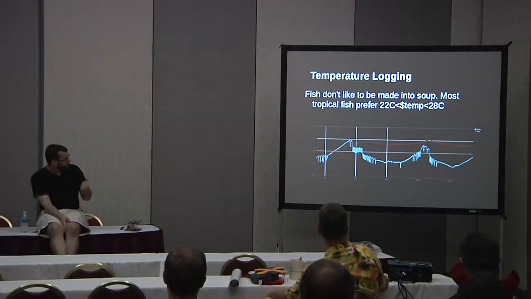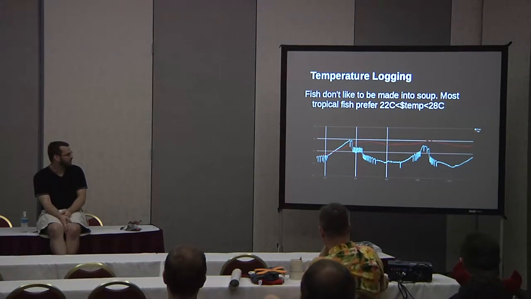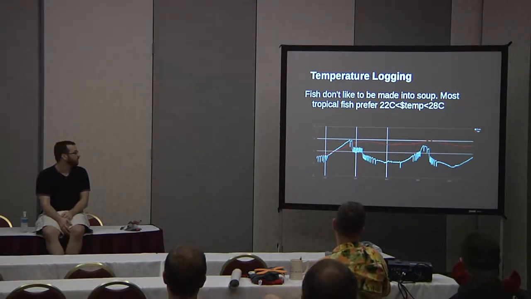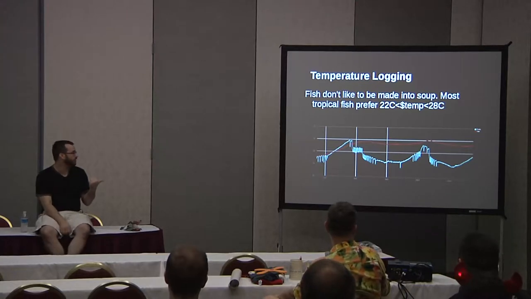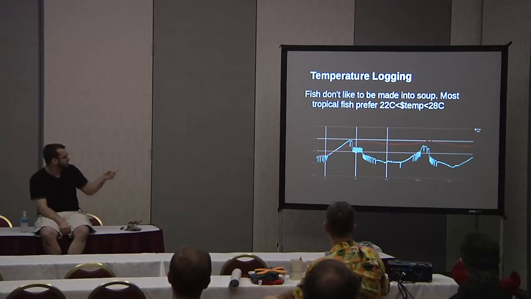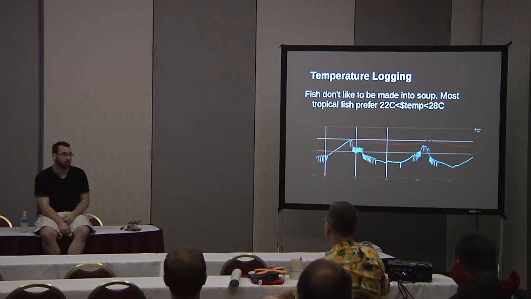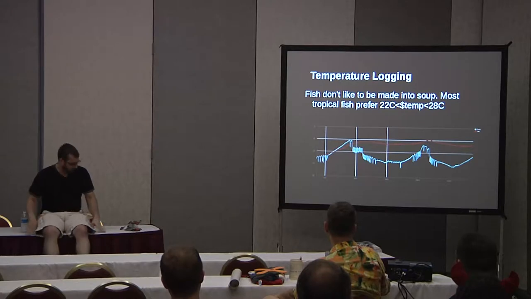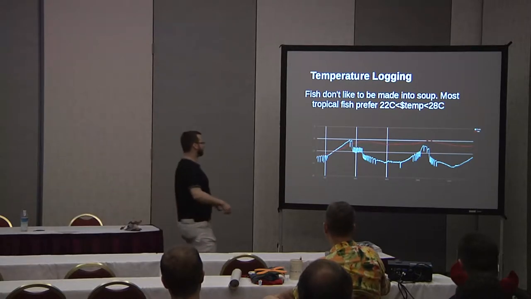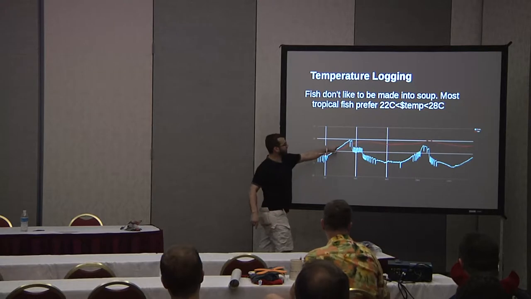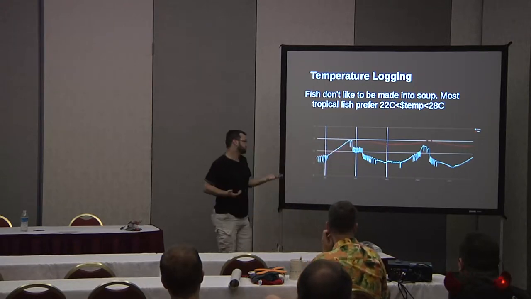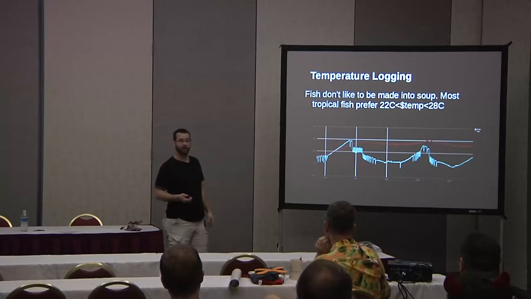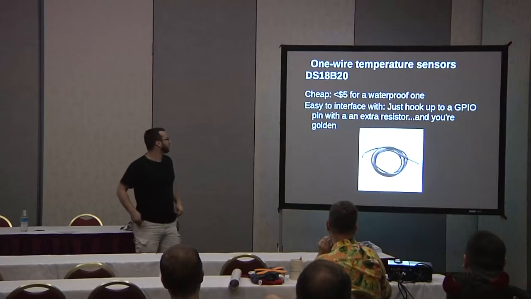So, here is my graph of my apartment. Tropical fish tend to want from 22 to 28 degrees centigrade, so I wanted to see. I actually peak up above 28 a couple times, and that's where I need to think. This here is my ambient temperature in my apartment. The red temperature is the temperature of the water. For most people, it's kind of boring. I like it.